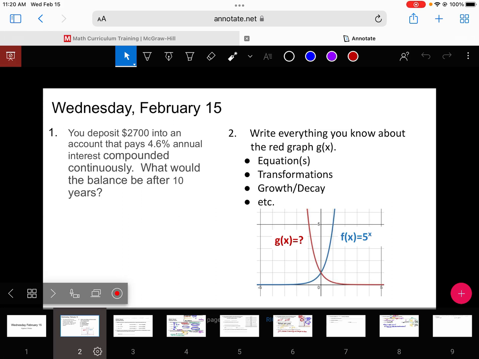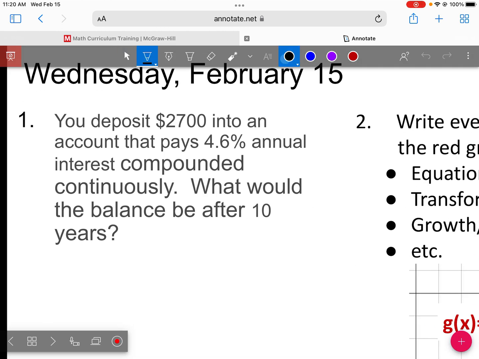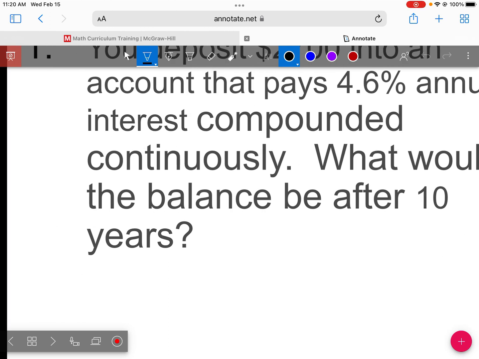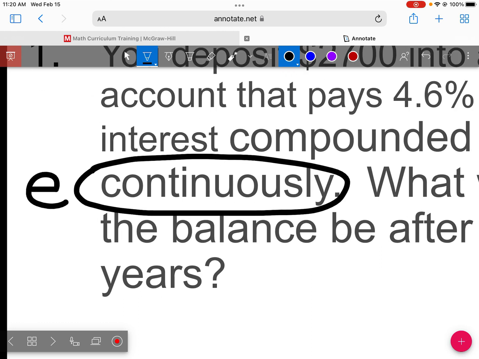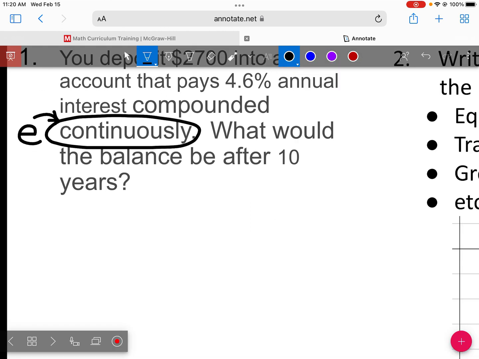All right. So on number 1, which of all the formulas that we have learned should we use? E. The one with the E. Why? Continuously. Whenever you see this, we are going to use E. So A equals P E to the power of RT.